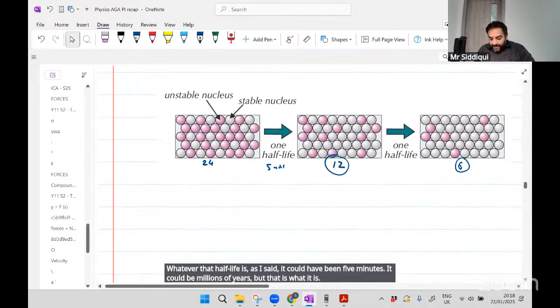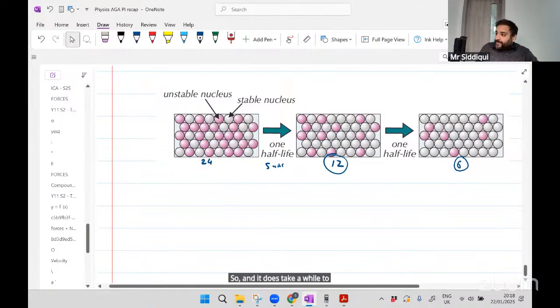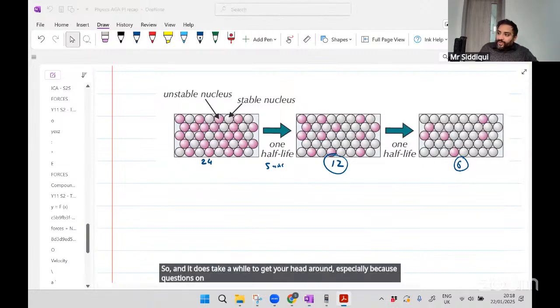It does take a while to get your head around, especially because questions on it can be weird. I'll go straight to a question on the graphs first, because it's actually easier to do half-life from a graph than it is to do it without one.